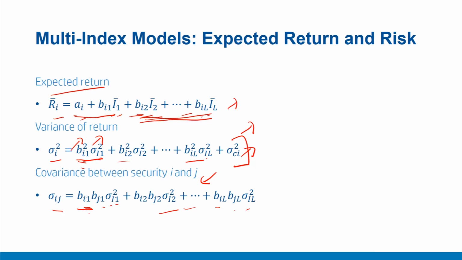Here, for example, bi1 and bj1 are the sensitivities of securities i and j with respect to index I1, and so on. So security i, security j, and their influence with respect to this index I1. Similarly, bi2, bj2 with respect to index I2. And similarly, we have all the other covariance terms. So this is how we define covariance terms.